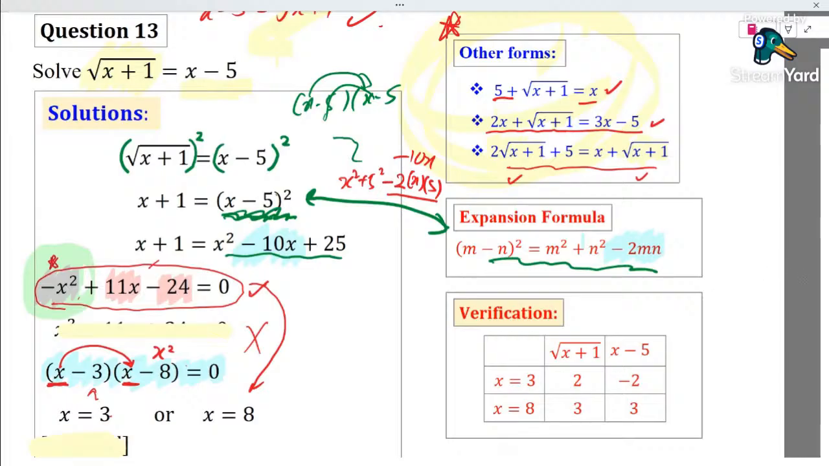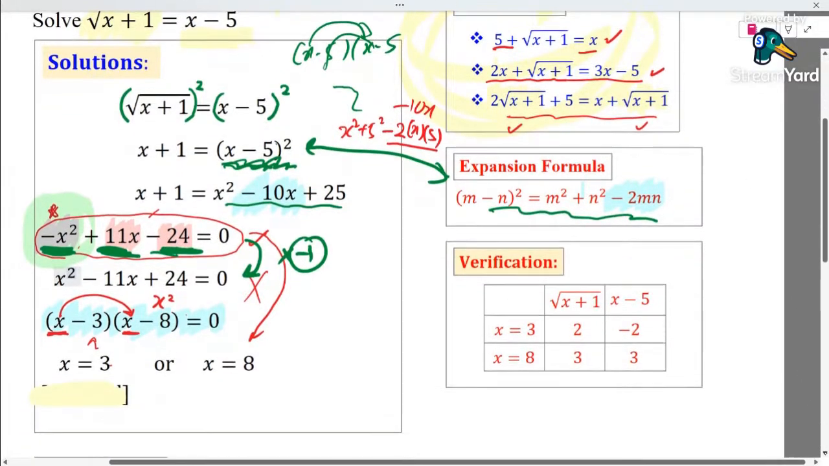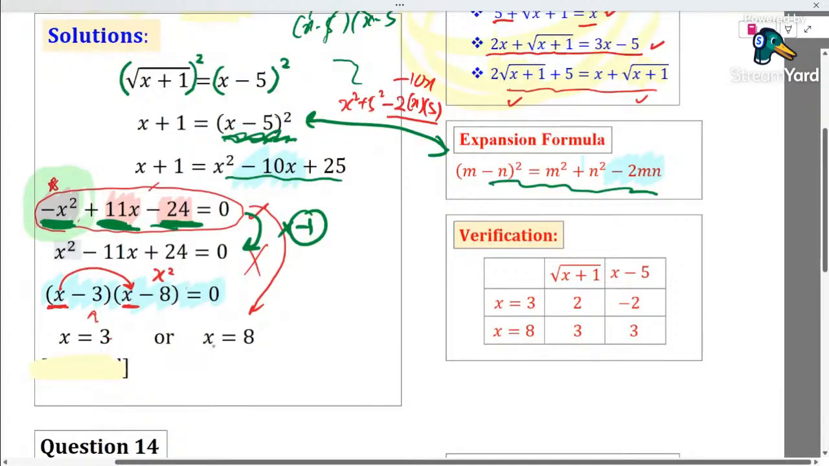So for example, in this case, yes, I do have negative x squared. So what I do now is that each of these terms I underlined in green, I'm going to multiply by negative 1. So I will have the result as follows, where negative x squared becomes positive x squared, plus 11x becomes negative 11x, and negative 24 becomes plus 24. Okay. Then go on, and reaching here, you have two answers after you solve it: x equals 3 and x equals 8.